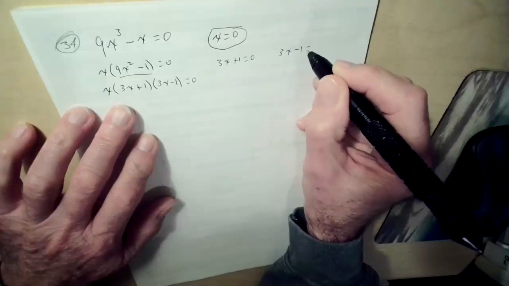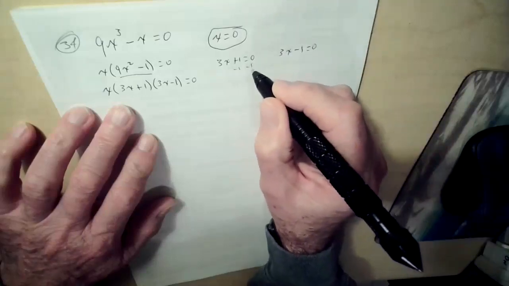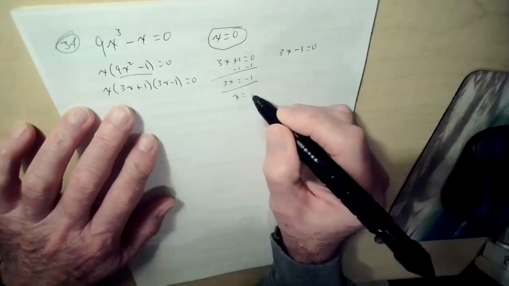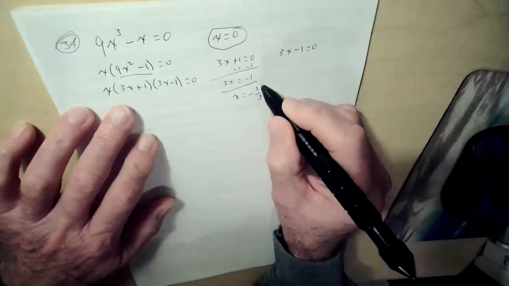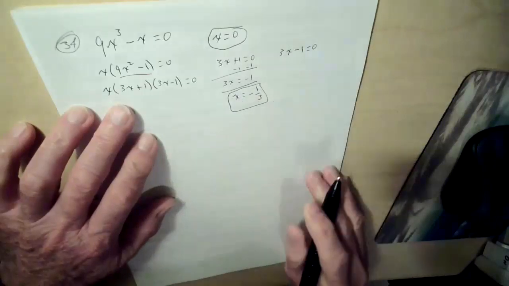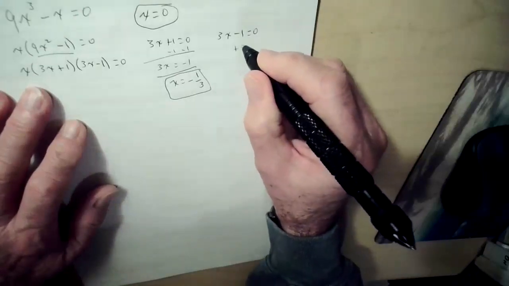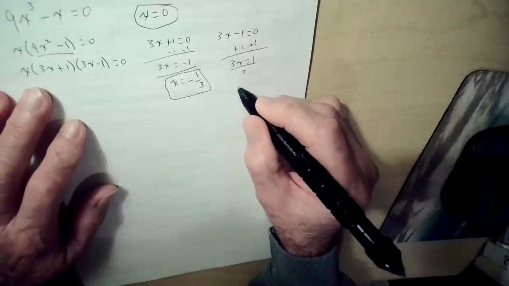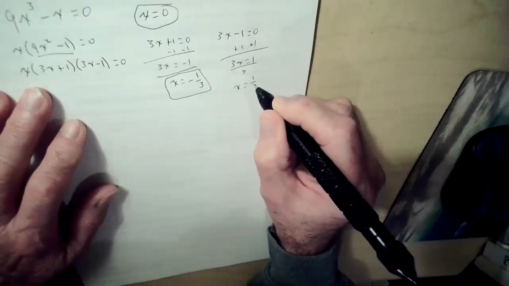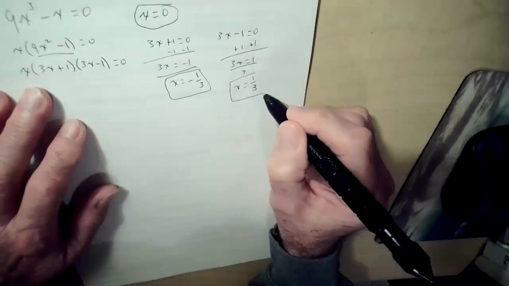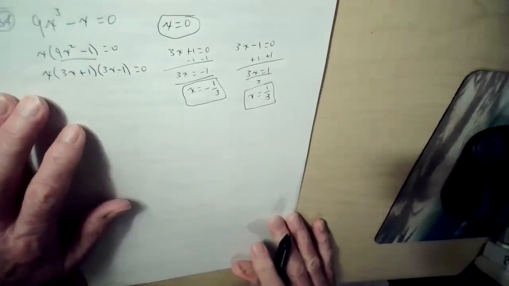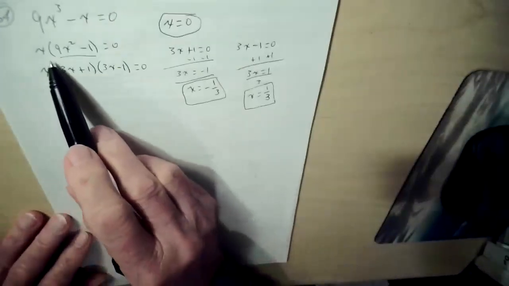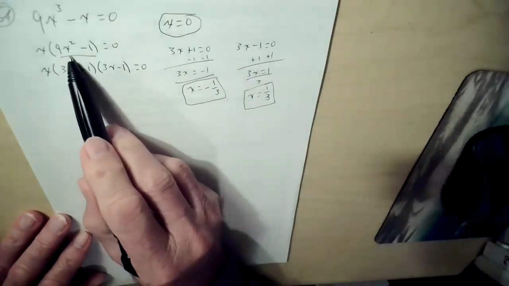X equals 0. That's one answer. Then 3x plus 1 equals 0. And 3x minus 1 equals 0. Here we subtract 1 from each side. 3x equals negative 1. So x is negative 1/3. This one we add 1 to each side. 3x equals 1, divided by 3. X equals 1/3.